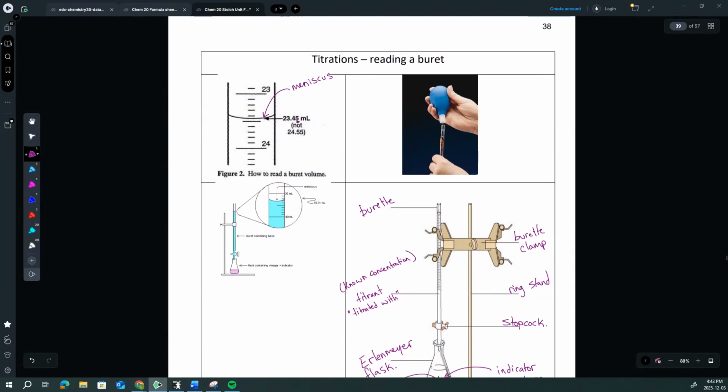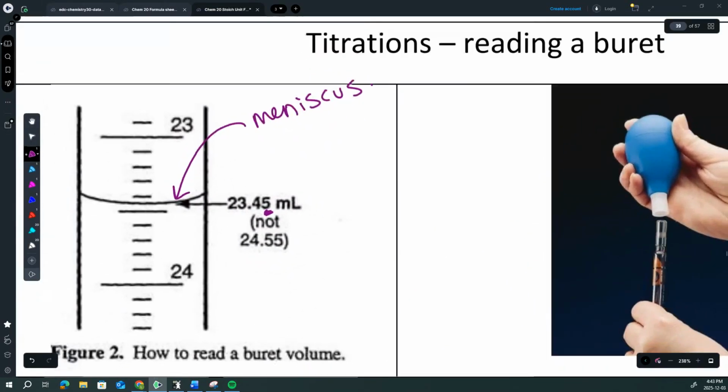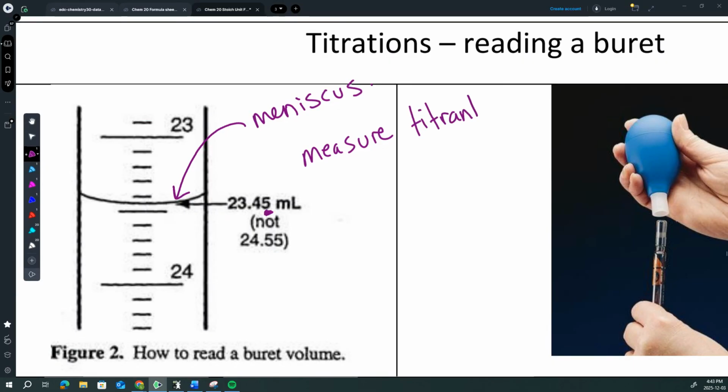Actually, before we move on, let's just write ourselves a little note. Okay, measure titrant. I've said this, but I just haven't written this down. Measure titrant. And you'd be at eye level if you were in the lab. So at eye level. And you need to measure from the bottom of the meniscus.